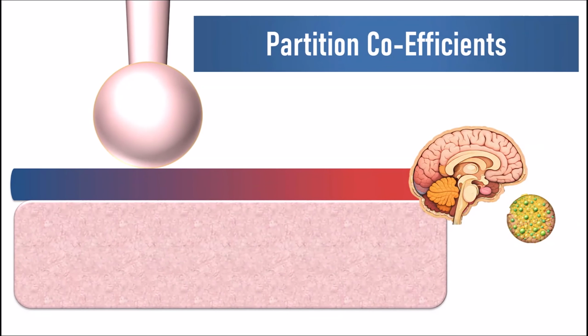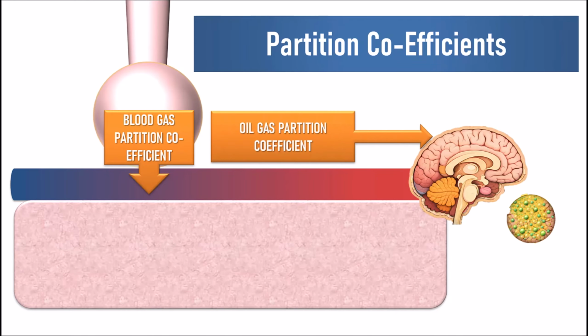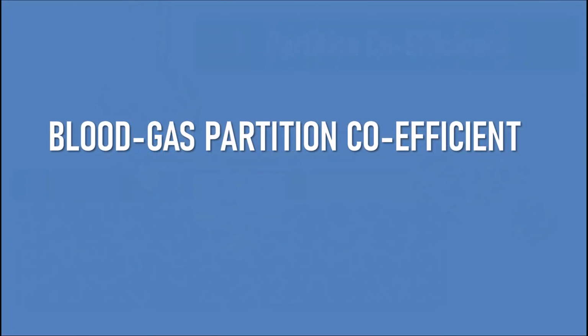In this series, we will focus on three partition coefficients. The first is the blood gas partition coefficient that describes the uptake of volatile agents into blood. It represents blood solubility. The second is the oil gas partition coefficient that is used to describe drug potency, based on the concept that high lipid solubility translates to high brain solubility. And finally, the tissue blood partition coefficient that describes the uptake of agent into various tissues in the body, including muscle and fat. So let's move on now to the blood gas partition coefficient.